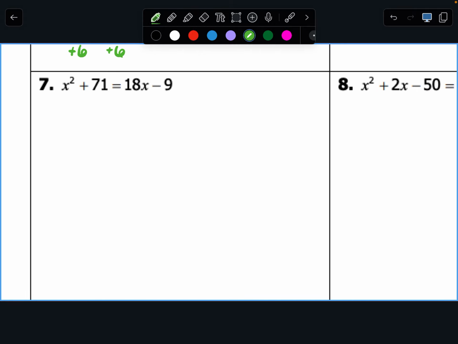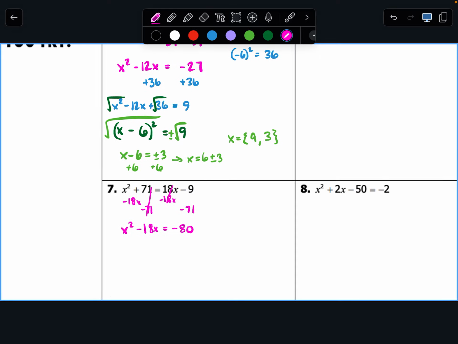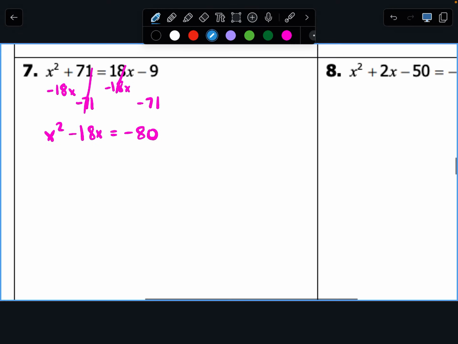So number 7, again, first step. I want all of my x's to be on the left side. So this 18x needs to move over. We're going to subtract it. And that 71 needs to move to the right. So I'm going to subtract it from both sides. Now I have x squared minus 18x equals negative 80. So that's my step 1. Step 2, look at my b. What is b?